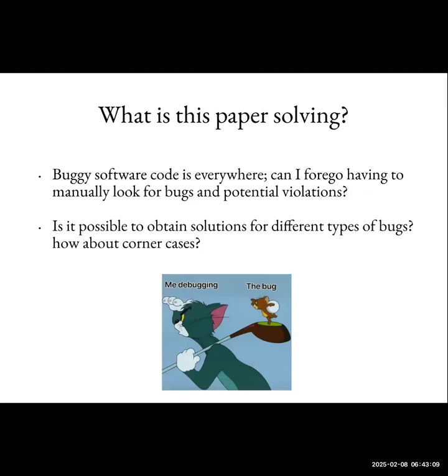What is this paper solving? Let's start with two questions. Buggy software code is everywhere. Is there a way we can avoid having to manually look for bugs and potential violations? The second question: is it possible to obtain solutions for different kinds of bugs, even corner cases which occur rarely? This paper answers these two questions.